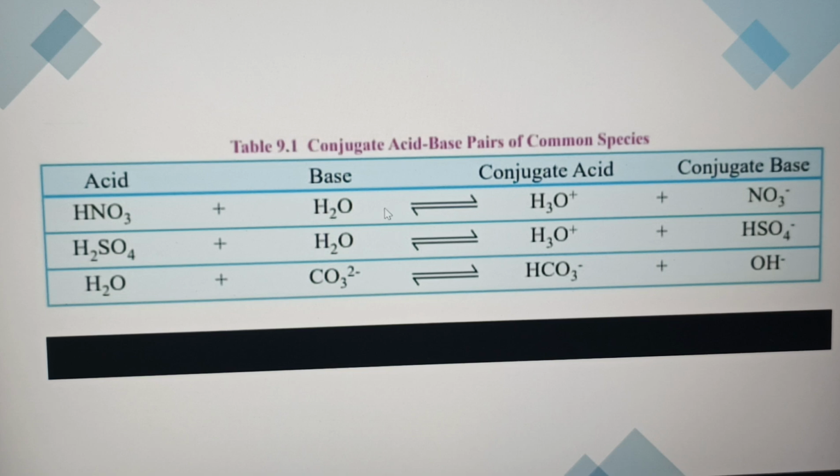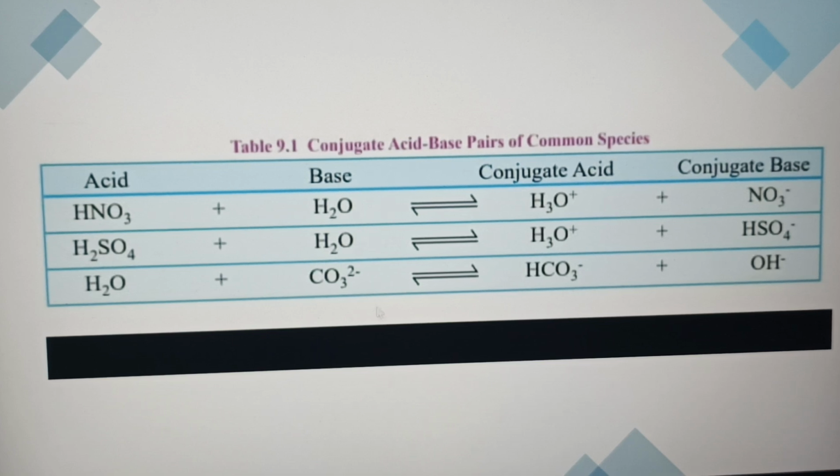We can see from another example, when sulfuric acid and water react, they form hydronium ion and bisulfate ion. Here, sulfuric acid is the acid because it donates a proton to water, while water is a base because it accepts a proton from sulfuric acid. Hydronium ion is the conjugate acid because it is formed when a base accepts a proton from an acid, while bisulfate ion is the conjugate base because it is formed when an acid donates a proton to a base.